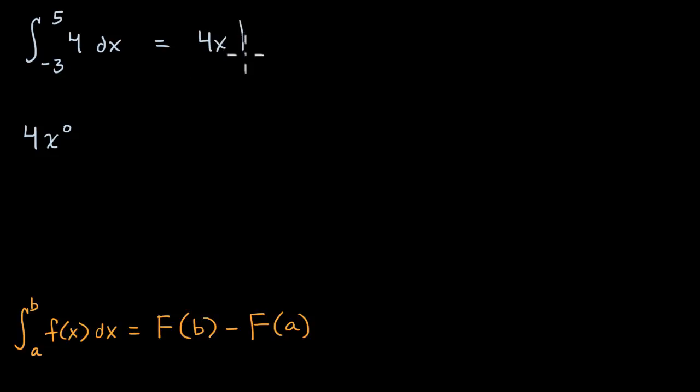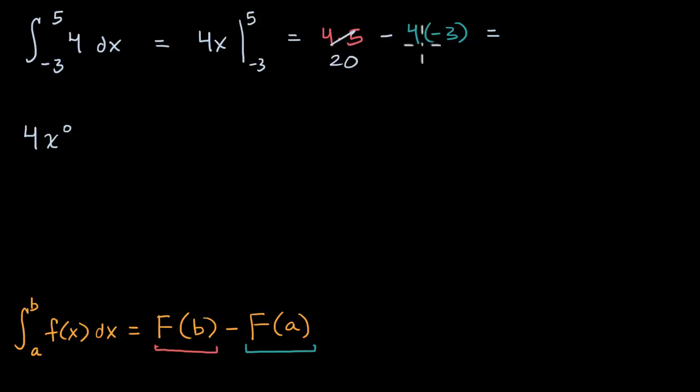And we're going to evaluate that at 5 and at -3, and we're going to find the difference between these two. So what we have right over here, evaluating the antiderivative at our upper bound, that is going to be 4 times 5. And then from that, we're going to subtract evaluating our antiderivative at the lower bound. So that's 4 times -3. And what is that going to be equal to? So this is 20 and then minus -12. So this is going to be plus 12, which is going to be equal to 32.